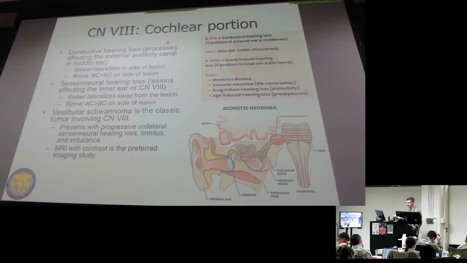Has anyone ever heard of an acoustic neuroma before? Did that come up during ENT? Yeah, to the point of exhaustion. We'll cover it real quick together, just one more time to hammer it home.